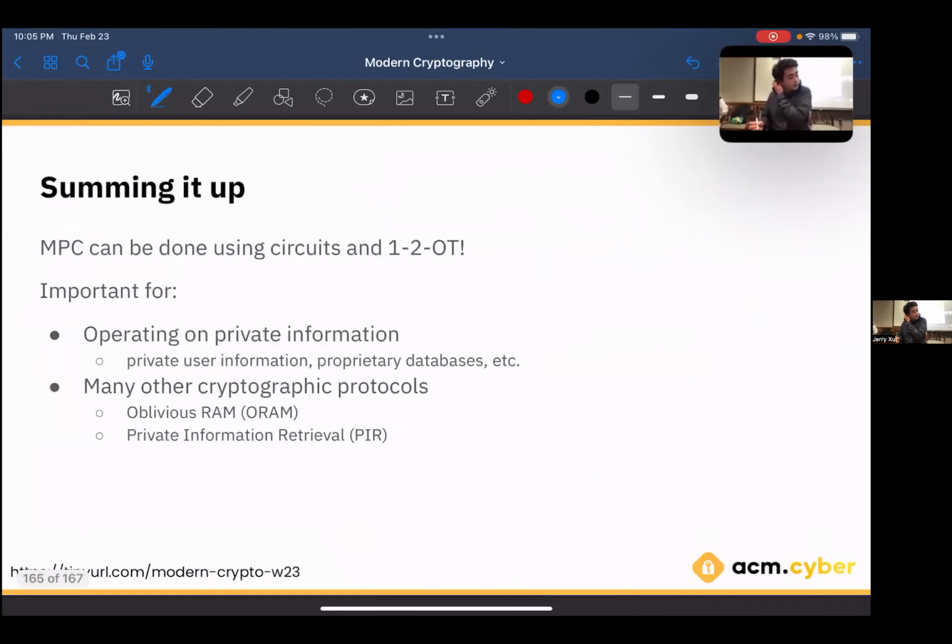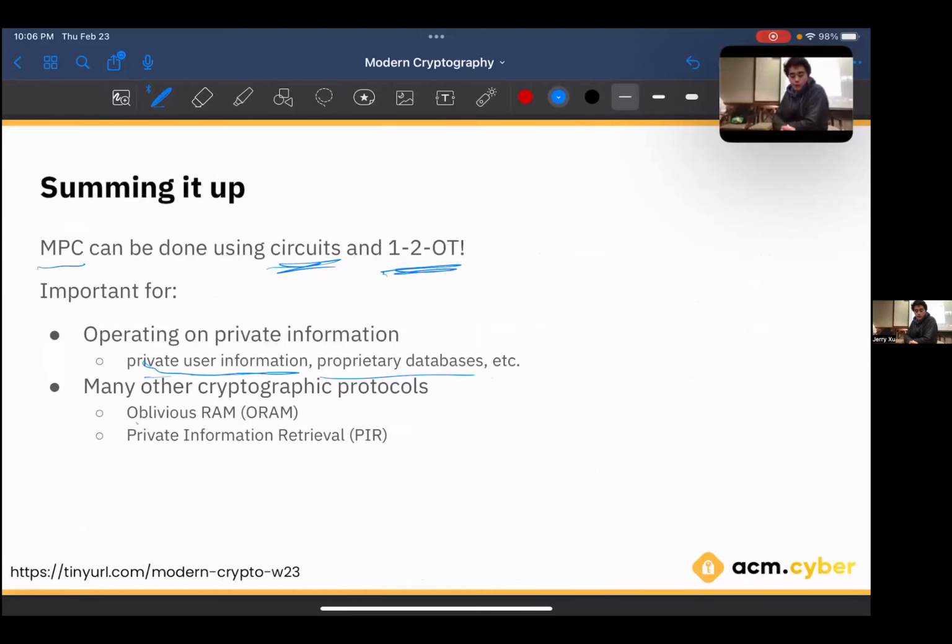All right, so summing it up, the idea here is that MPC can be done by converting functions into circuits of adding and multiplying mod 2, in addition to 1-2 OT, right? So MPC, as I mentioned before, it's good for operating on private information, right? So if you have private user information, a proprietary database, that's what it's good for. It's also good for creating other cryptographic protocols, right?